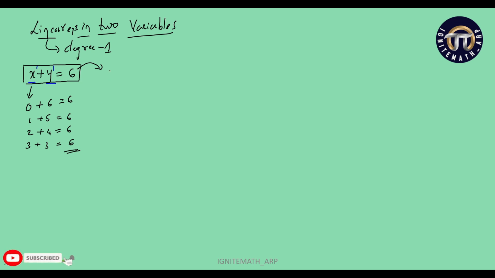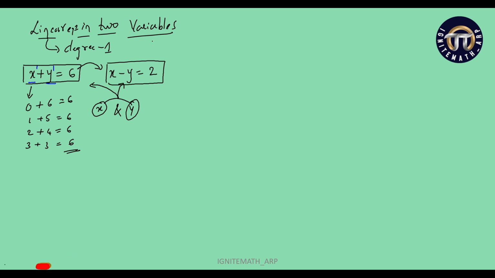Say for example, x minus y is equal to 2. If I am finding the value of x and the value of y, the values of x and y should satisfy this equation and this equation also. So these two equations should be solved simultaneously. Hence linear equations in two variables are also called simultaneous equations. They both are one and the same.